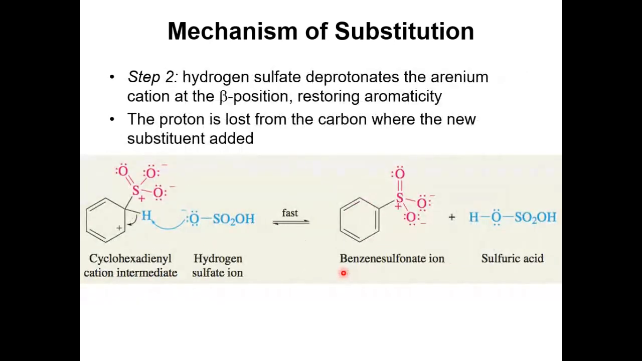Then this sigma complex can react with the base here, and here the base is, we consider just the conjugate base of sulfuric acid, hydrogen sulfate ion, as the conjugate base. Take a proton away, give you sulfuric acid, and this is called benzene sulfonate ion.